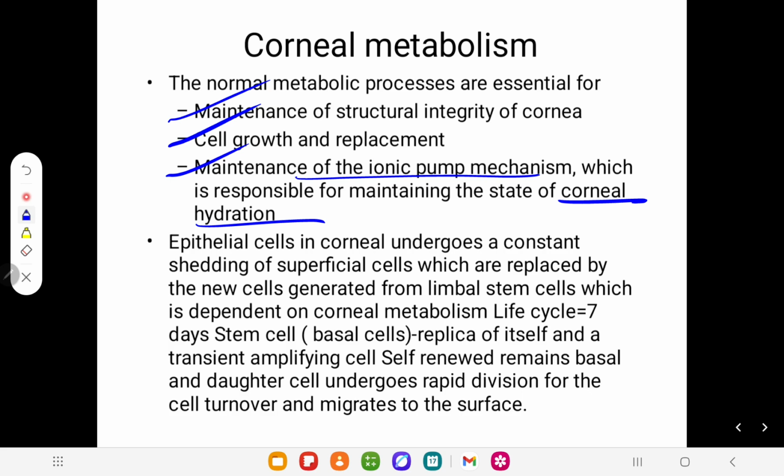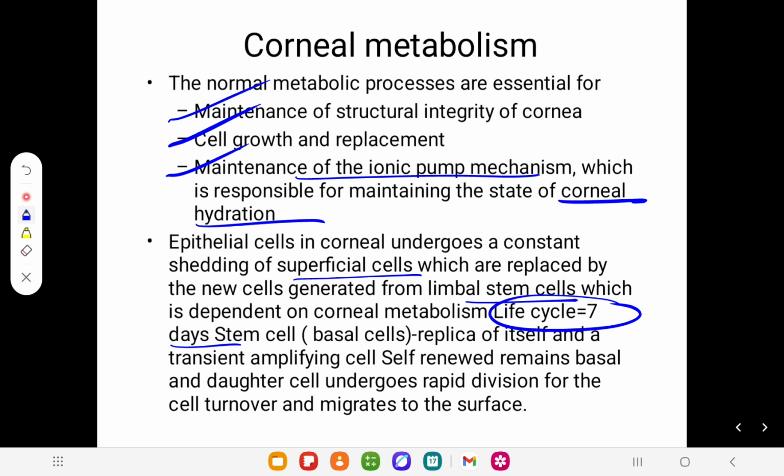Epithelial cells in the cornea undergo constant shedding of the superficial cells, which are replaced by new cell generations from the limbal stem cells, and this is dependent on corneal metabolism. The approximate life cycle is 7 days, isn't it? So it's very helpful that you understand the basic concept of cell replacement, forming new cells, and wound healing. These are all things that depend on corneal metabolism, isn't it?